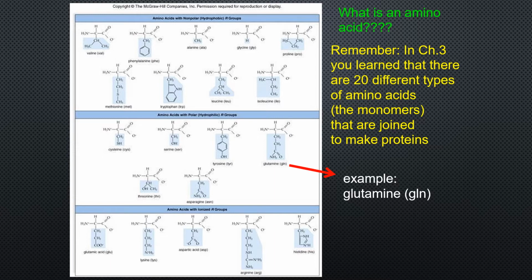Okay, so amino acids. If you'll remember in chapter 3, we learned that there are 20 different types of amino acids. And those are just the building blocks or monomers that we put together to make proteins. And so one of our examples here is glutamine, for instance. That is one of the 20 amino acids. And remember, when we link those amino acids together, that is the primary structure of a protein.